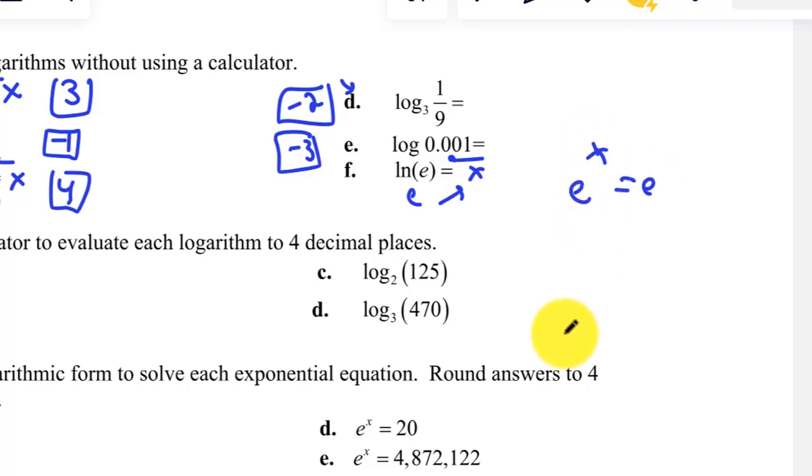So what value of x would give me e, right? e to the 1 equals e. So the answer would just be 1. Okay? So that's number 20.